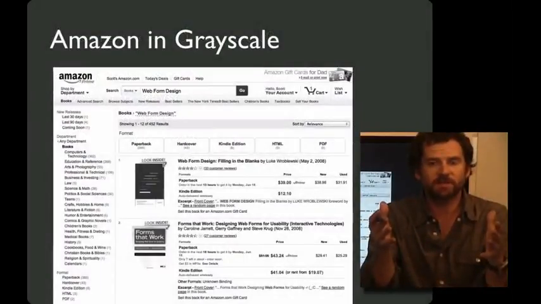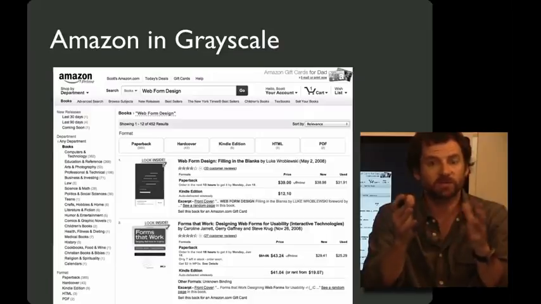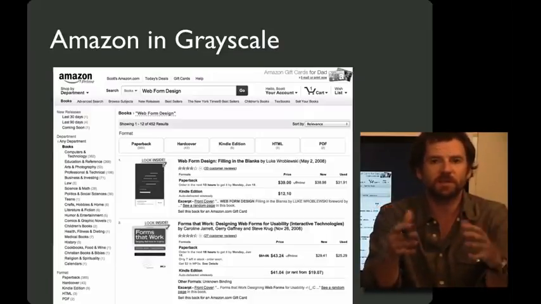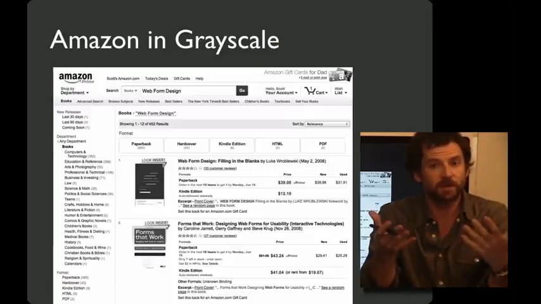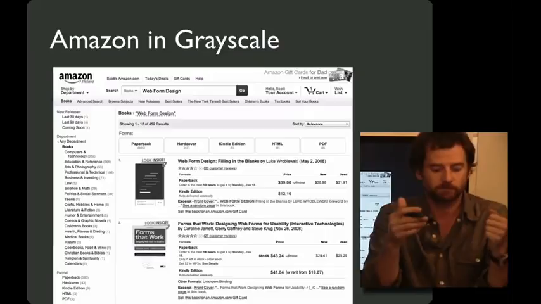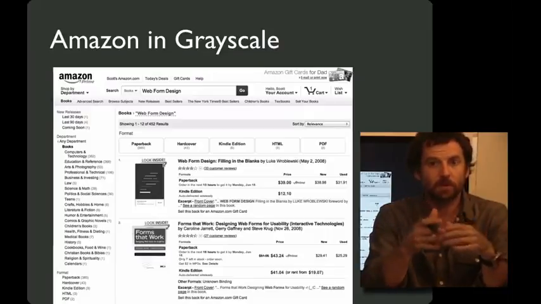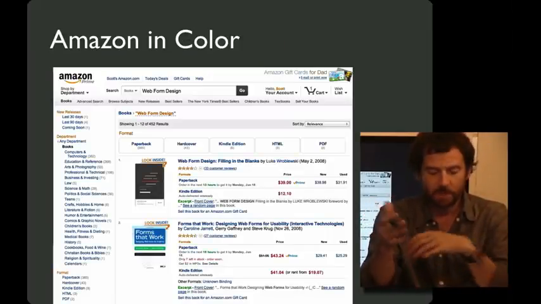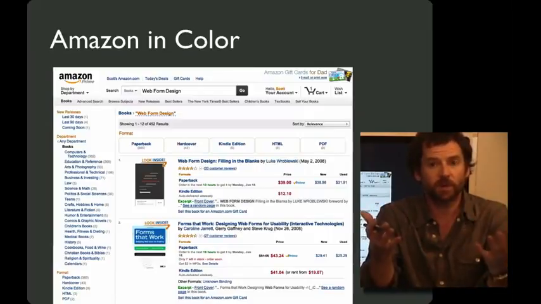To use Amazon as an example again, here's one of their search results pages in grayscale. And you can see how all of the information that you need is clearly set up in terms of the visual layout of the page, what elements are larger, what elements are smaller. So the whole thing works in grayscale or black and white. But if you add color, it gets even better. And that, I think, is the most effective way to use color.